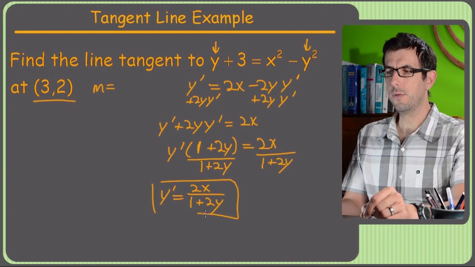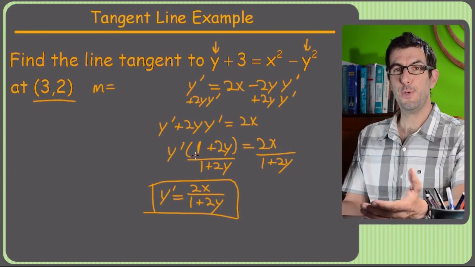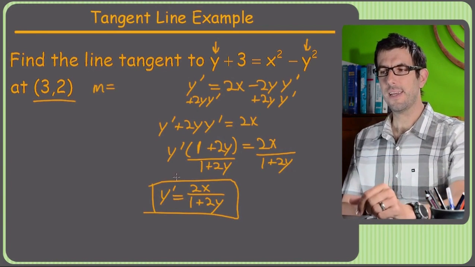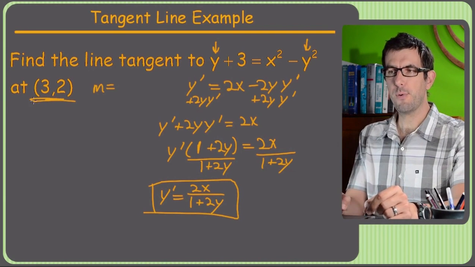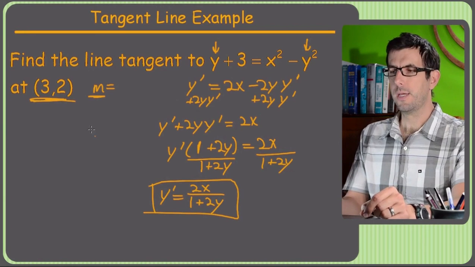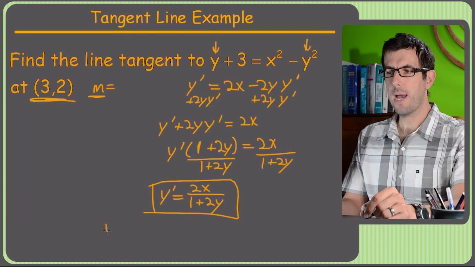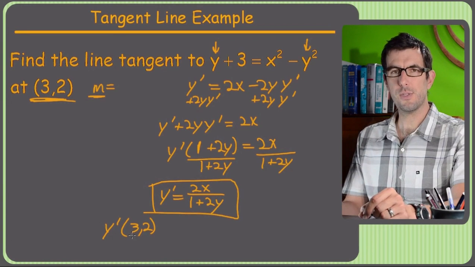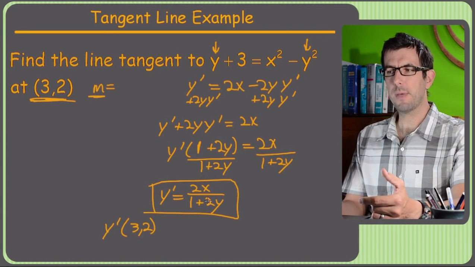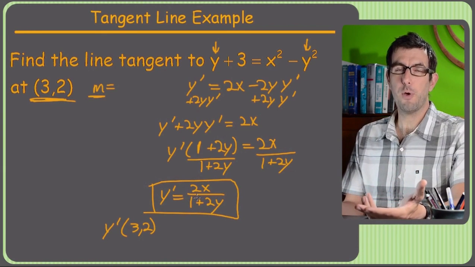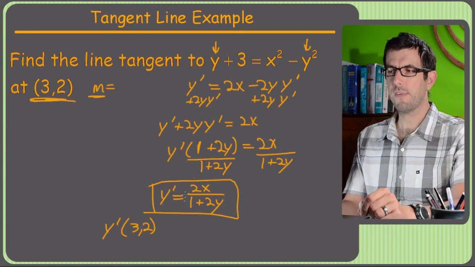All right, excellent news. Am I done? No, because this was just a means to an end. All I did that for was to find the derivative so I can plug in this crazy point and get the slope I want. So right now I need to find y prime of the point (3, 2). And you'll notice that instead of just doing y prime of a number, I've got (3, 2). And that's because my derivative can have both x's and y's in it. In this case, sure enough, it does.